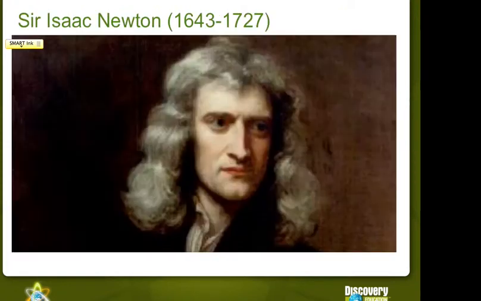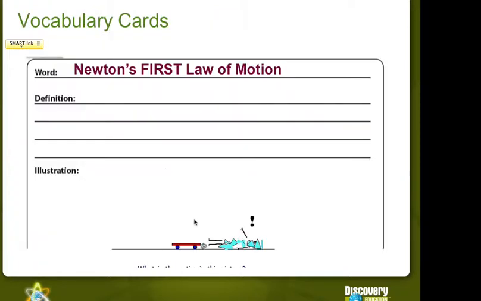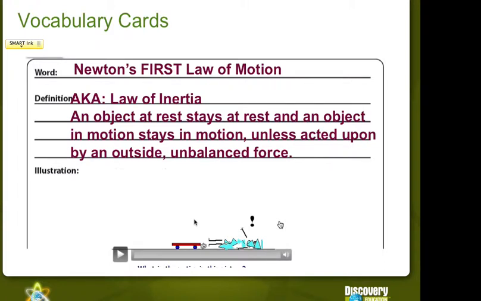The next word we're going to come to involves a gentleman by the name of Sir Isaac Newton. Think about the things you know about Mr. Newton. He was the discoverer of gravity. He was a mathematician. He also was a physicist where he studied motion, and he came up with some laws. Newton's first law of motion states an object at rest stays at rest, and an object in motion stays in motion unless acted upon by an outside unbalanced force. This is also known as the law of inertia.